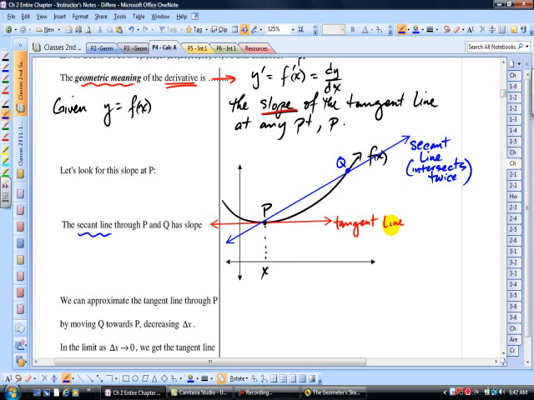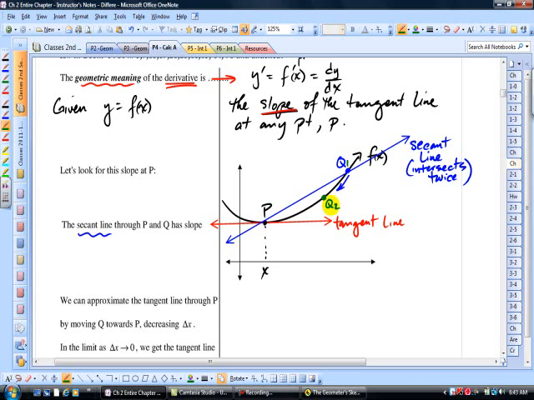And the answer is pretty simple. What you want to do is slide Q down along the curve and place it closer to P. Let me switch to green now, and place Q here. Let's call this one Q1, and let's call this one Q2, so we can differentiate the Qs.